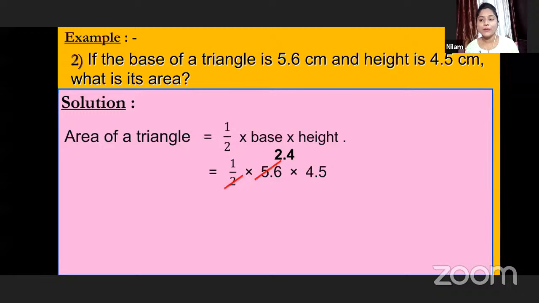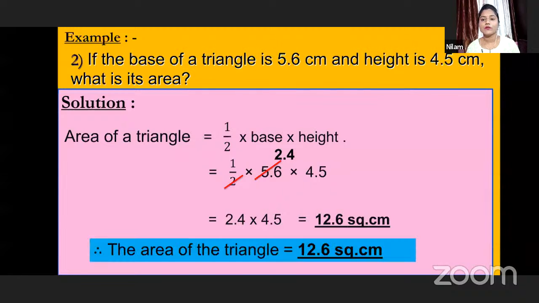Now we will multiply the remaining numbers. So the remaining numbers are 2.8 and 4.5. And the answer is 12.6. Okay. 12.6 square centimeter. So the area of triangle is 12.6 square centimeter. I hope everybody is getting how we are solving the sums and how we are getting the answers.